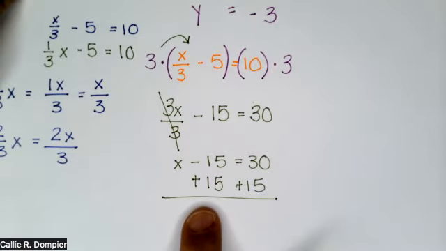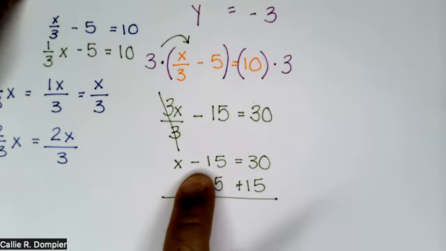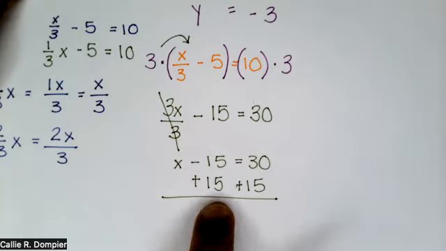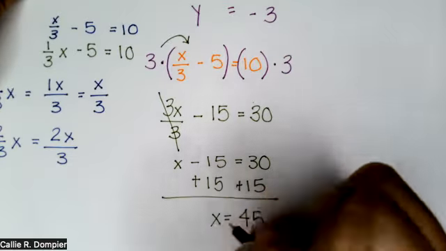I'm adding 15 because I want x alone. We're subtracting 15 from x, so I need to add 15 on that side. I get 45 is x.